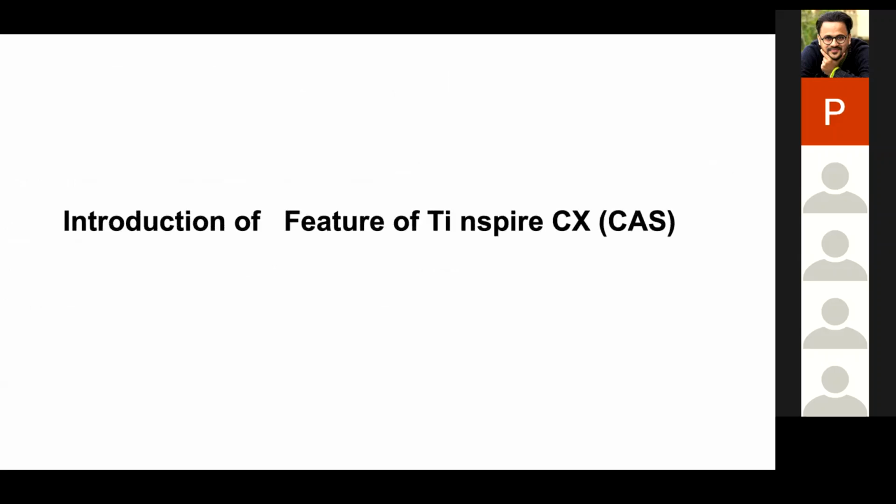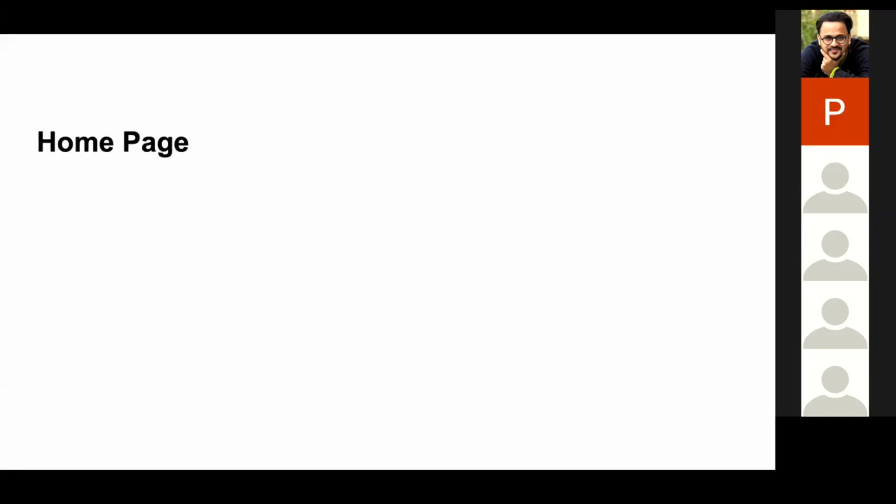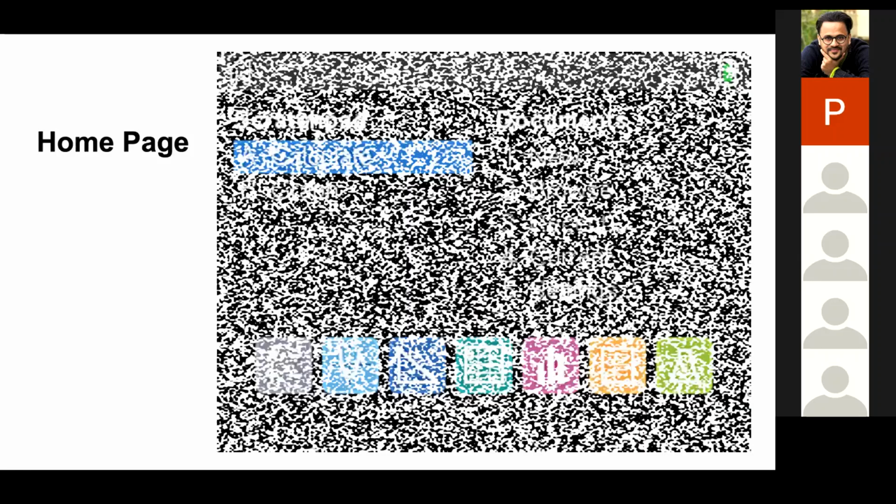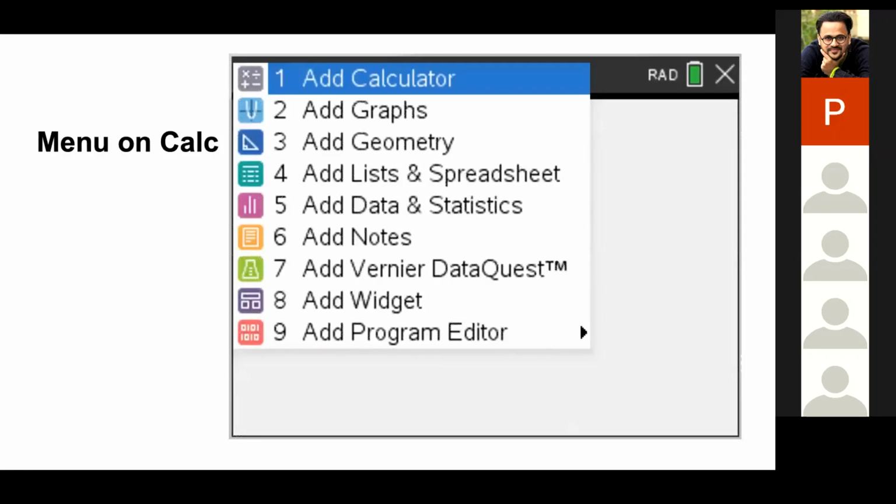Now, as you already said that you are already using this calculator, quickly I will just show you the features of this and then we will proceed. This is the homepage menu on the calculator. You will get different apps here: calculator mode, graph, geometry, lists and spreadsheet, data and statistics, notes, Vernier DataQuest. These are the things that are allowed and given in the calculator. The rest of the two options, number 8 and number 9, are not allowed to be used for exam purposes.